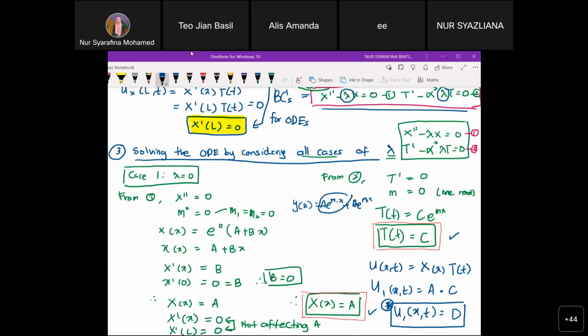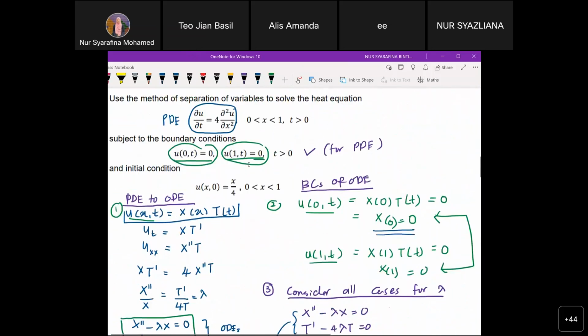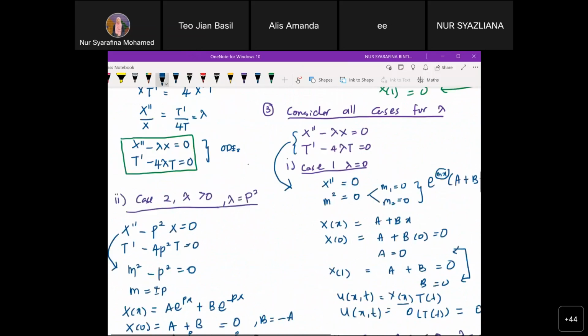Okay. Why do we proceed with the equation of t, but in example 1, we don't do this? Okay, why? In example 1, the previous example, case 1, lambda 0, gives you x equals 0, right? X is 0. Sorry.